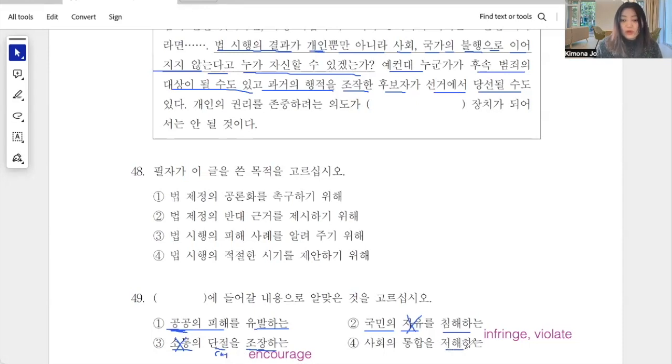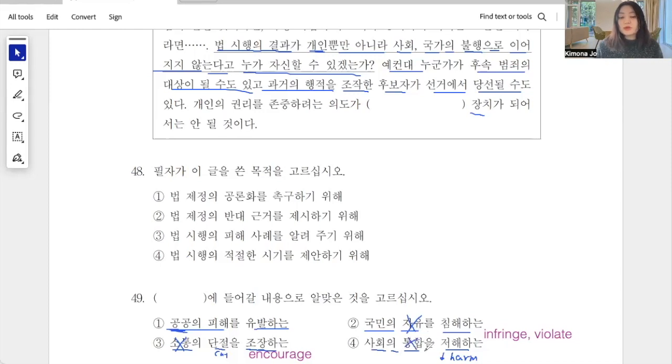Number 4, 사회 통합을 저해하는. 자, 저 means block, 해, it means harm. So it can be translated as harm or downgrade. So, the device that harms the 통합, integration of the society. It did not mention the integration of society.